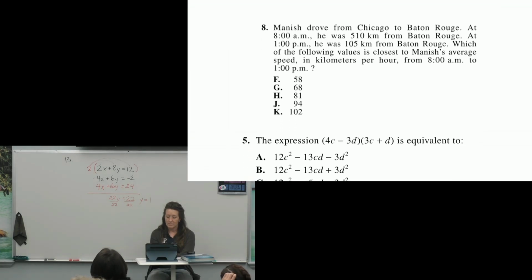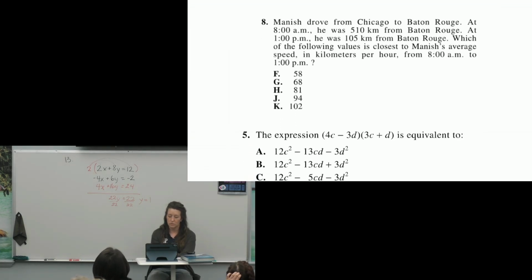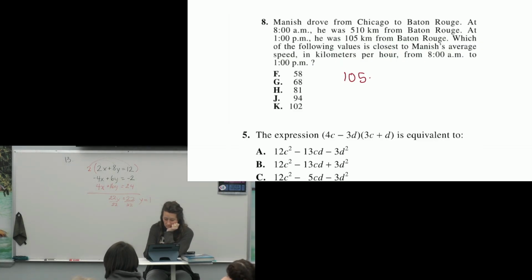Okay. Manish drove from Chicago to Baton Rouge. At 8 a.m., he was 510 kilometers from Baton Rouge. At 1 p.m., he was 105 kilometers from Baton Rouge. Which of the following values is closest to Manish's average speed in kilometers per hour from 8 a.m. to 1 p.m.? 81. How? 510 minus 105, 405, 5 hour difference. Divide that by 5 is 81.